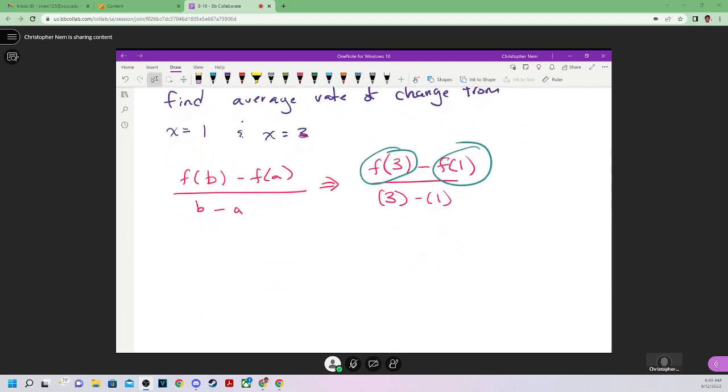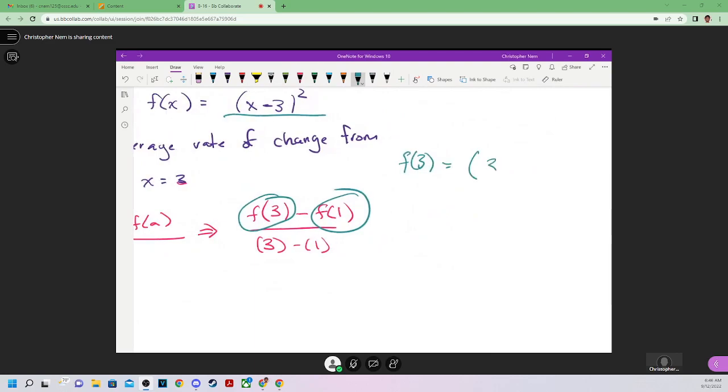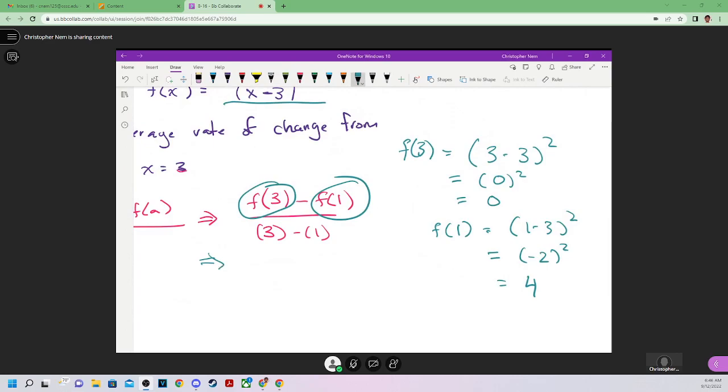So if we were to calculate that out, our function's over here. Let's figure out what f of 3 is. F of 3 is going to be equal to, if I input 3, 3 minus 3 squared, which is going to give me 0 squared, which is 0. Well, great. Now let's do f of 1. If I plug in 1, I get 1 minus 3 squared. 1 minus 3 is negative 2 squared, which is exactly positive 4. A negative times a negative is a positive. So this ratio becomes 0 minus 4 all over 3 minus 1, which is negative 4 over 2. And if you simplify that, you get negative 2 is your average rate of change.